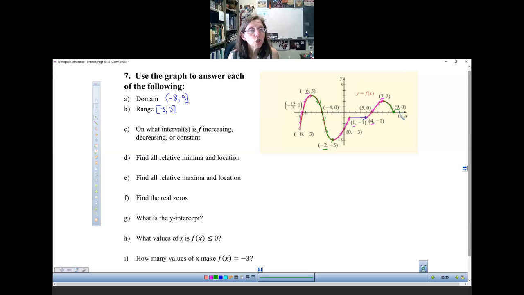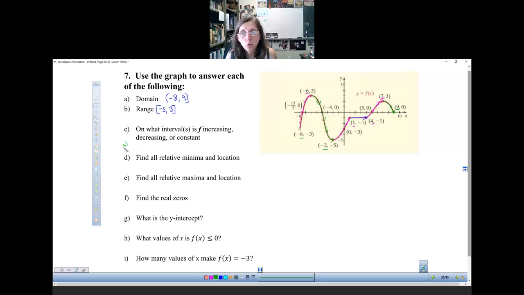All right. So I'm going to have 1, 2, 3, 4, 5, 6 different intervals that are either going to be increasing, decreasing, or constant. And my x values that I've underlined are my x values I'm going to use in those intervals. Okay. So increasing is the first one.